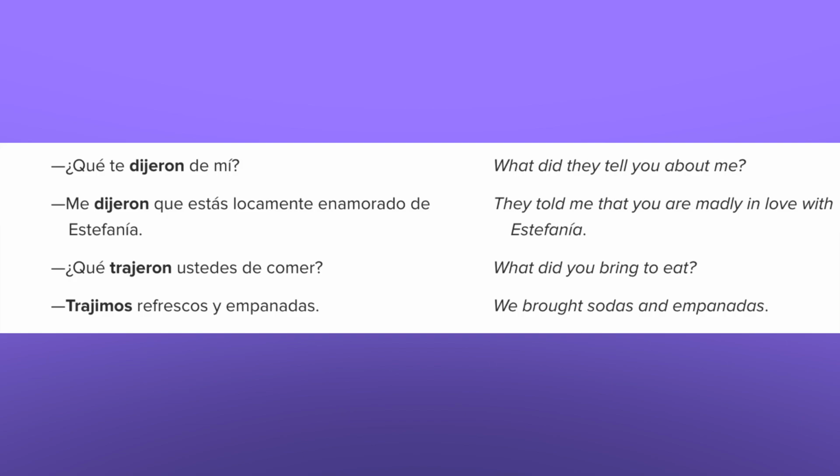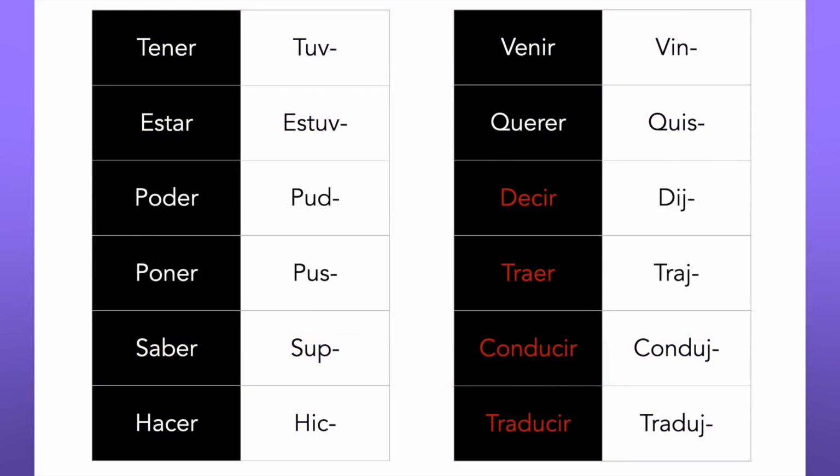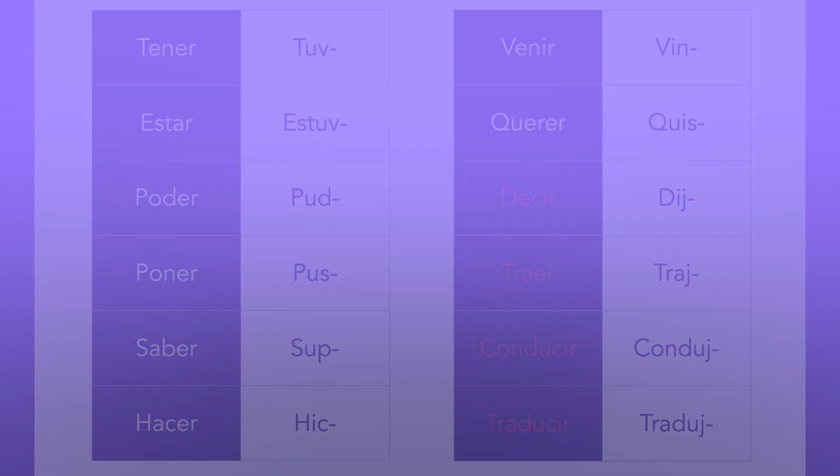Por ejemplo, ¿qué trajeron ustedes de comer? Trajimos refrescos y empanadas. So again, notice that the I is dropped. So usually it'd be ieron, but for conducir, decir, traducir, and traer, we say, chao, nos vemos, and the I goes away.